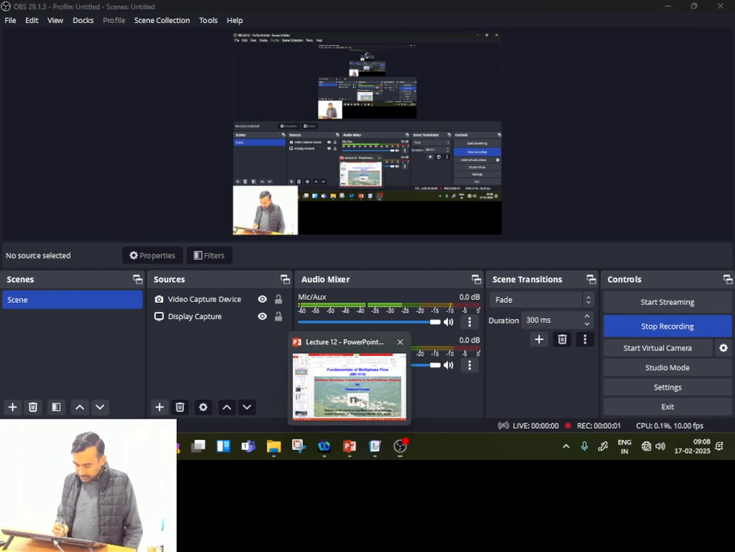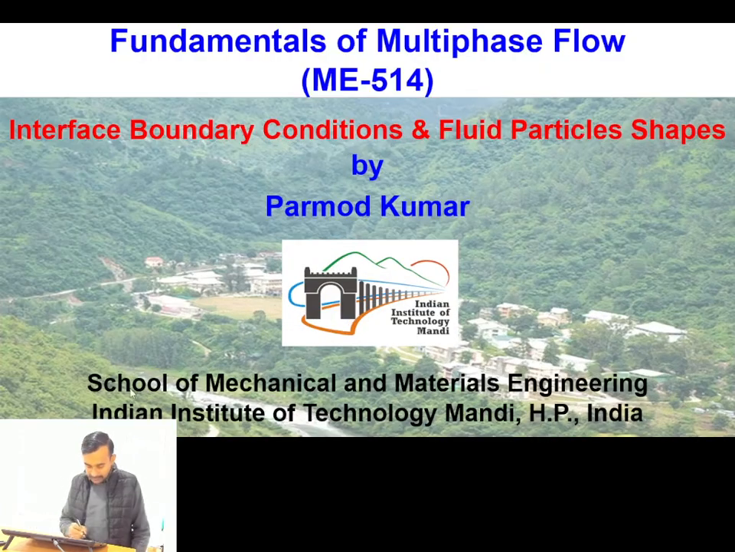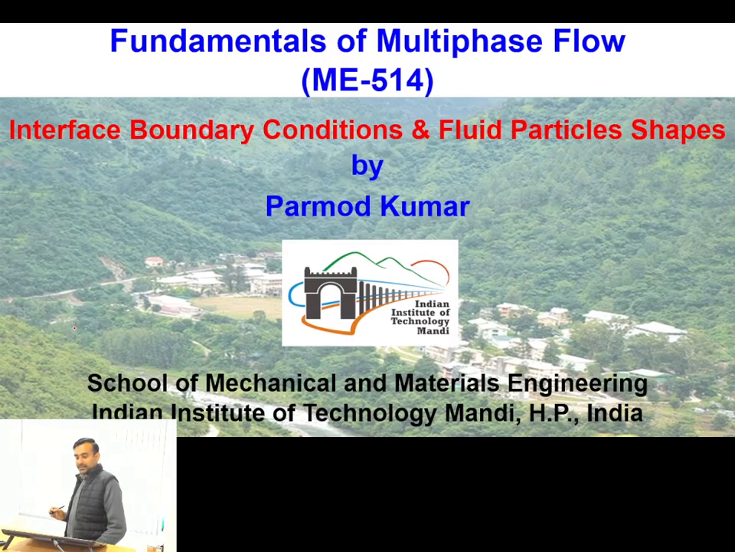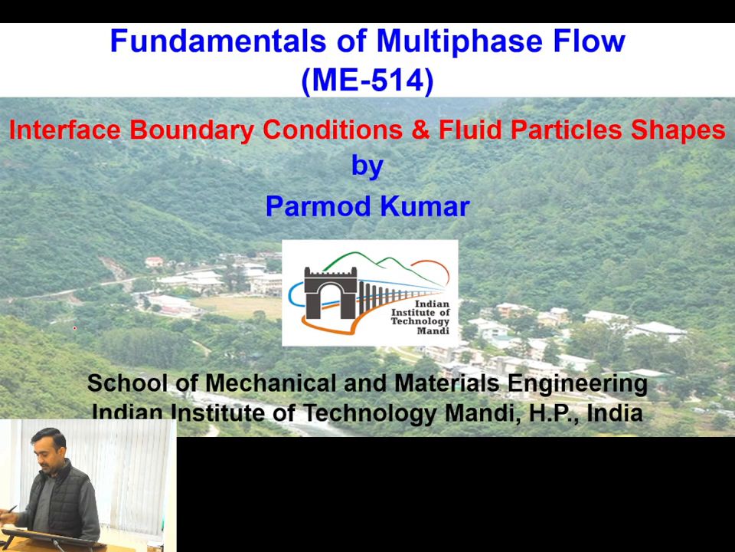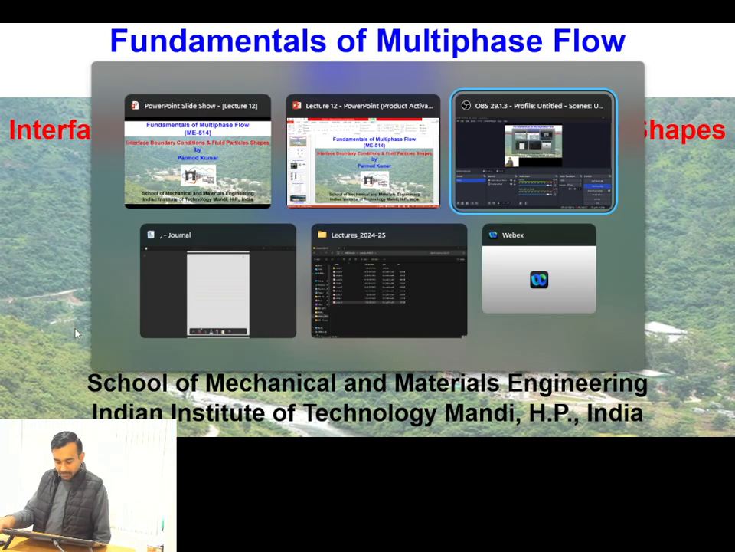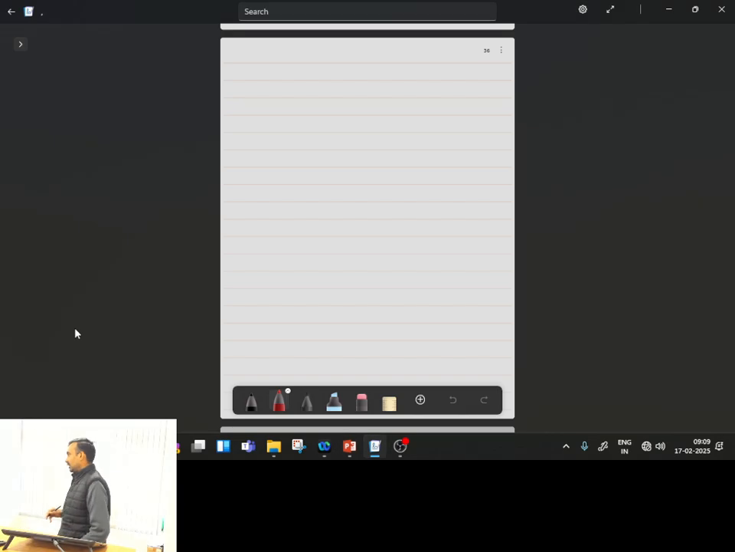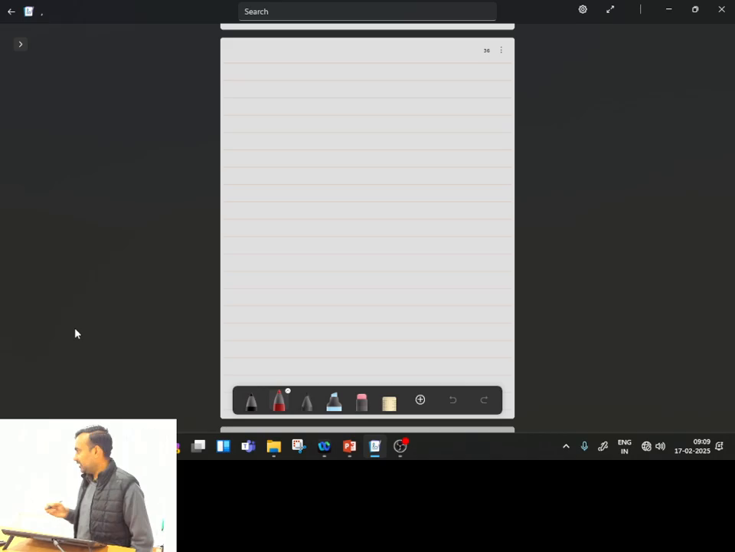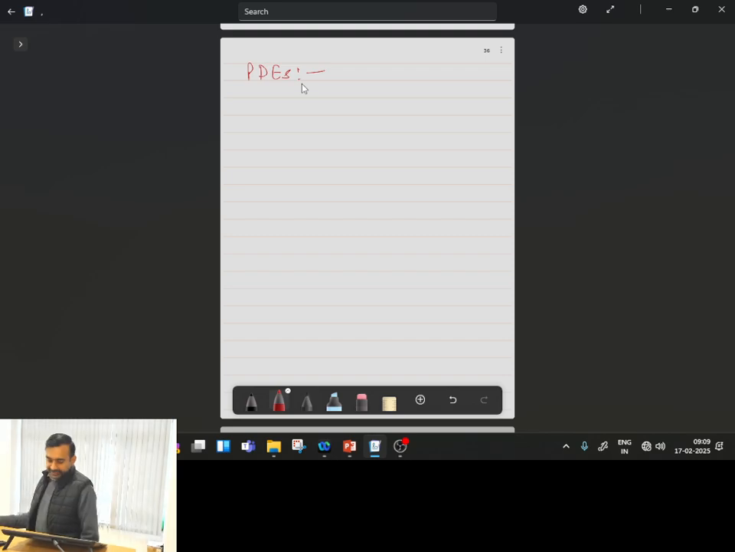Okay, good morning. So today we will discuss the interface boundary conditions and fluid particle shapes. We have discussed the governing equations, and we obtained that the governing equations are in the form of partial differential equations. Once we have partial differential equations, in order to solve them, what do we need to do? We need to also apply the boundary and initial conditions.